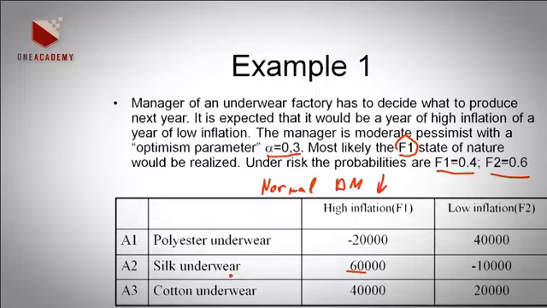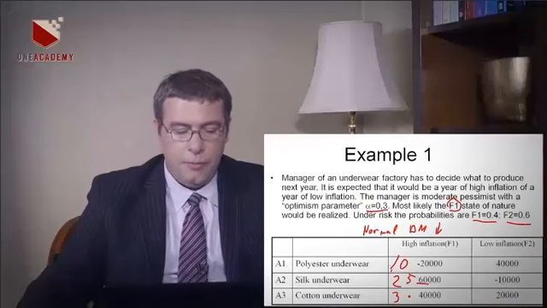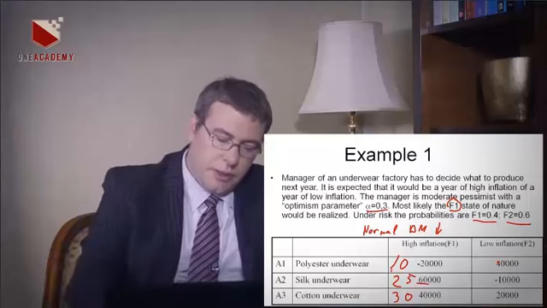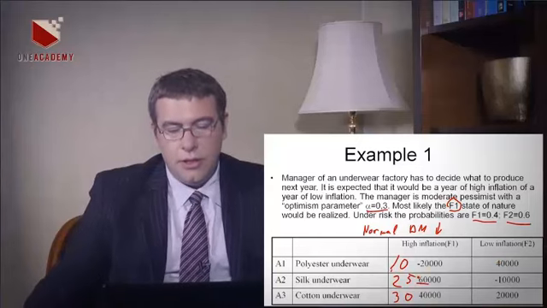Laplace, I remind you: since we don't have enough information about the probabilities, we cannot assume that one probability is higher than the other for each state of nature. This means that we basically compute expected value with equal probabilities, which is the arithmetic average, which is 10 here. This is 25, and here is 30. 40 plus 20 divided by 2. And the best possible alternative in this case is the cotton underwear.